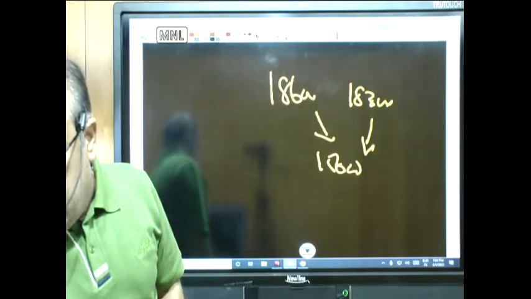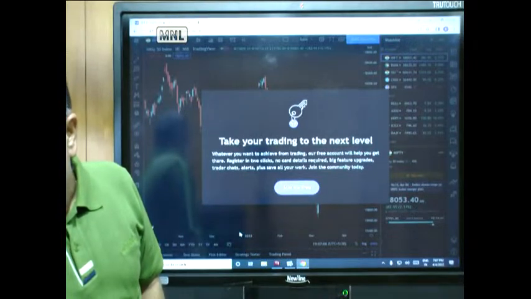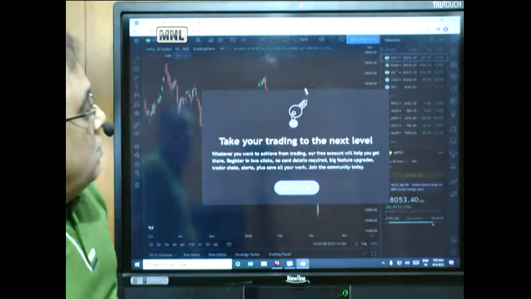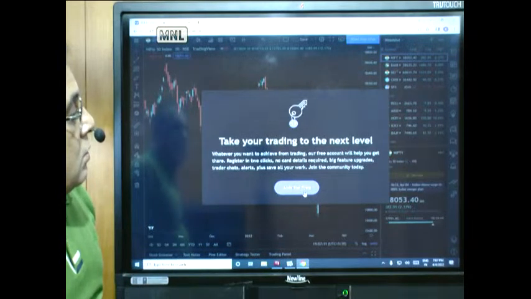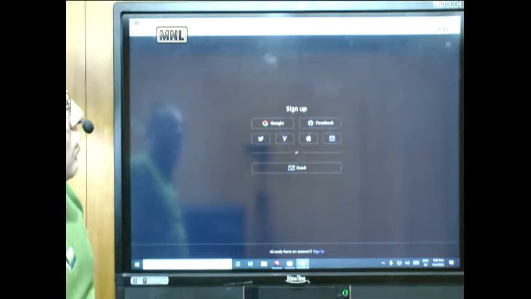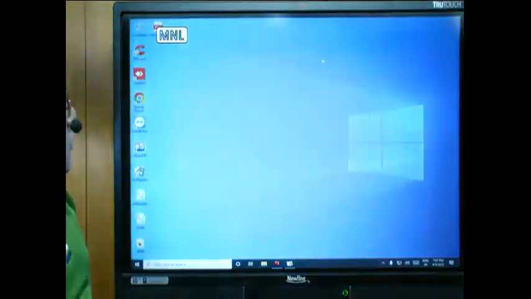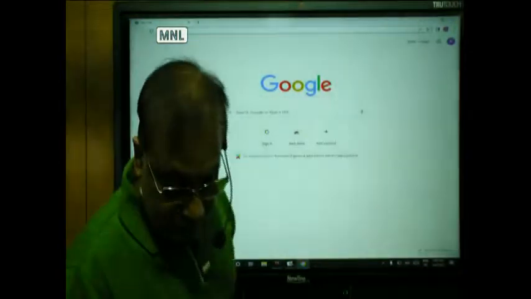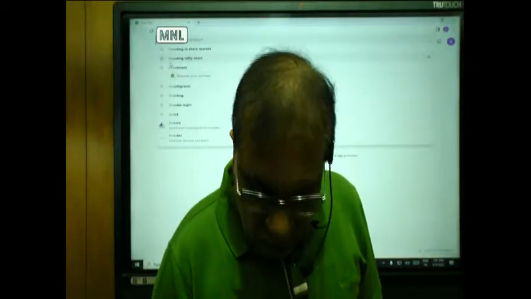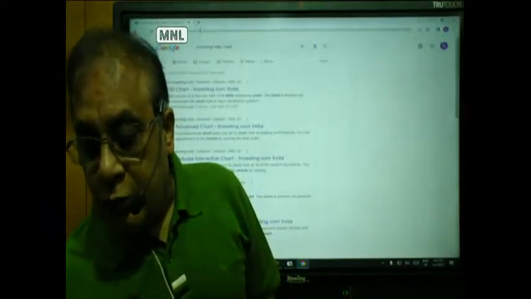Now we are using the tradingview.com chart right now. Just a minute, please. We can use investing.com also. And we will also use TradingView.